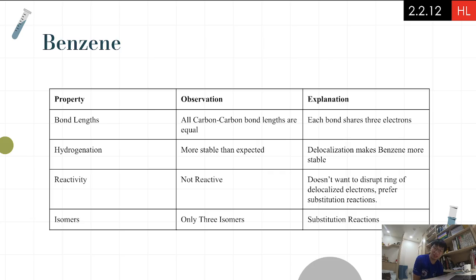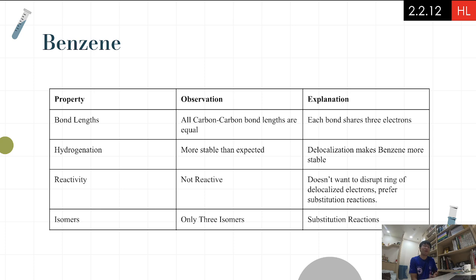So isomers, if you remember, we talk about this in biology too. They have the same empirical formula and the same ratio of elements, but they're not the same molecule. And there aren't a lot of isomers for benzene. It's pretty special. The only three is, I think, bromine with benzene, and it could be put in three different positions.